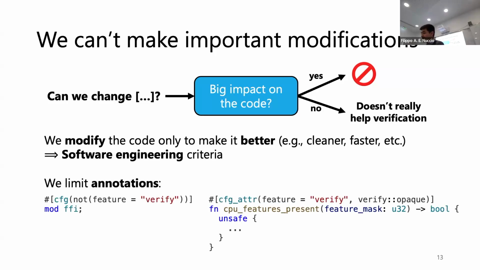We also try to limit annotation, so we have to annotate the code a bit. For example, to explain that we are not going to verify the FFI, we're going to ignore it, or to opacify, that is, axiomatize some functions we can't model because it uses unsafe code. But we also try to keep that as limited as possible and as non-invasive as possible. And of course, we need to communicate with the engineers, but we do so by using the dashboards. Okay.